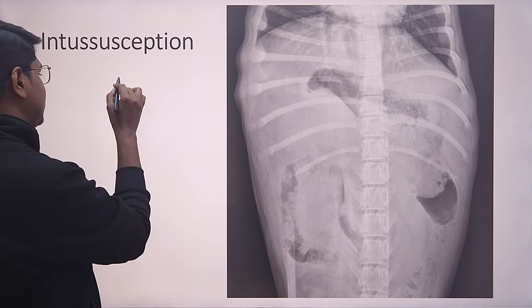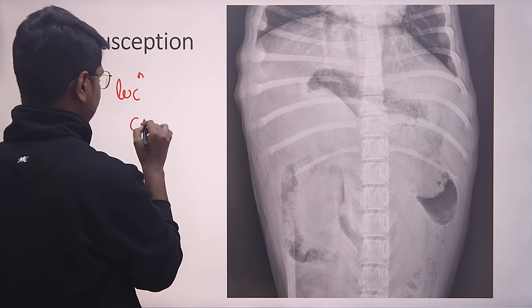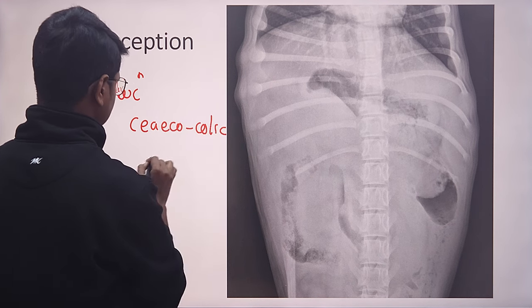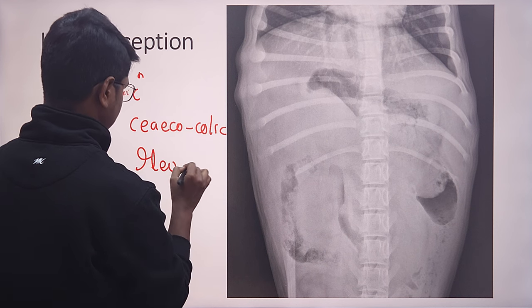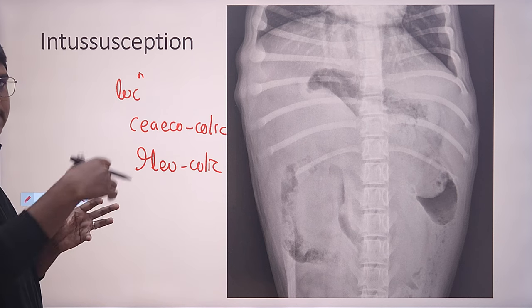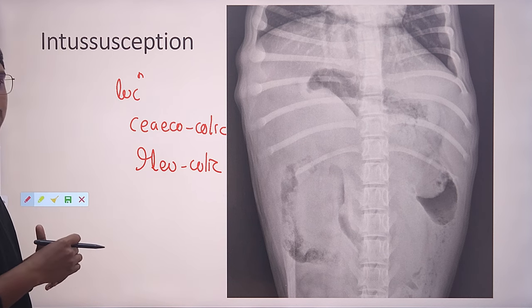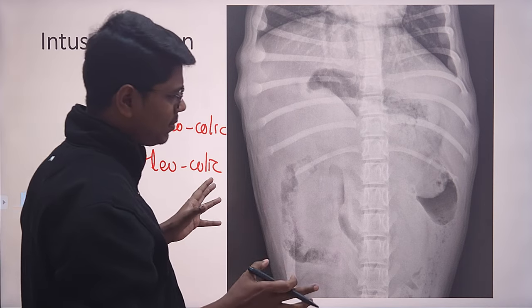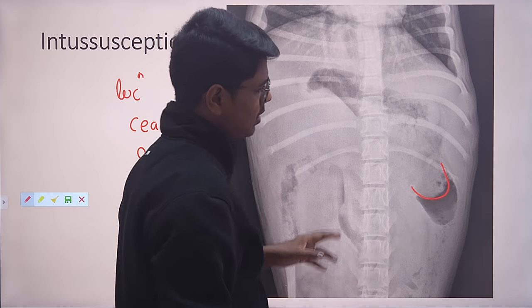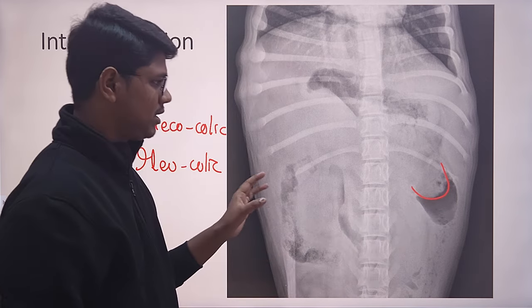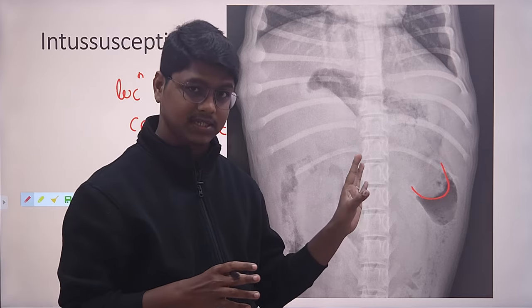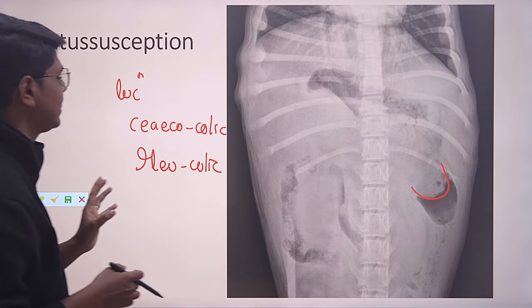The most common location is the cecocolic junction, or ileocolic junction, or ileocecal junction. Okay, where the small intestine meets the large intestine, that portion is very commonly involved in intussusception. They might be visible in some radiographs. Here you can see this protrusion of one portion of intestine into another, but they usually have soft tissue opacity. It may not be appreciable unless gas is present. So they are better evaluated in ultrasonography.